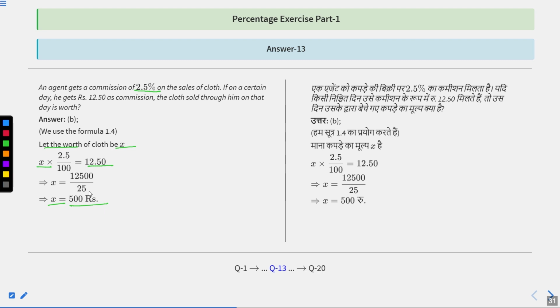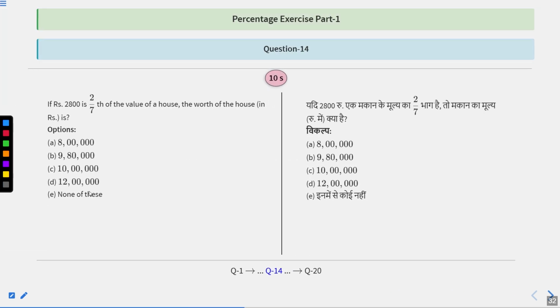Okay. The next one: if rupees 2800 is 2 by 7th of the value of a house, the worth of the house in rupees. You have 5 options and you have 10 seconds to solve this question. Your time starts now. Now time's up. Let's see the solution.